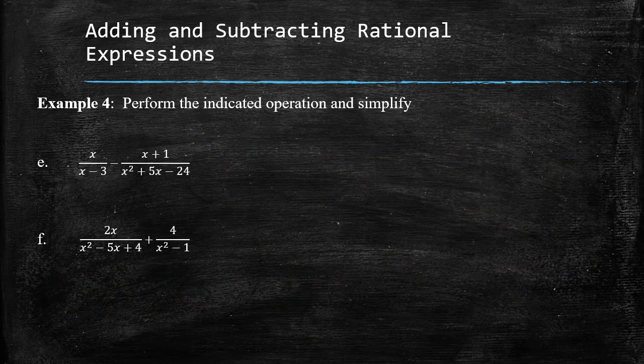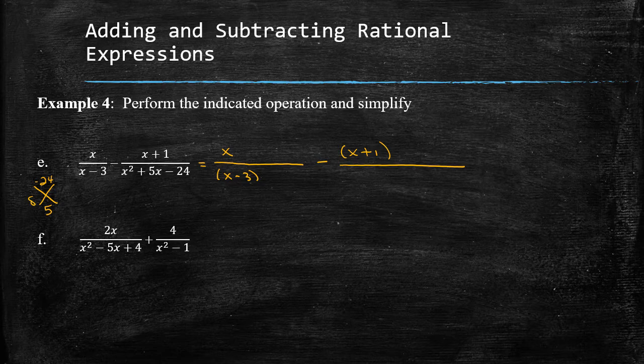2 more. All right, the first fraction here, again, I'm just going to rewrite it. So I have x over x minus 3, and I'm subtracting x plus 1. And now I have x squared plus 5x minus 24. So I need to factor my trinomial. I'm looking for two numbers that multiply to be negative 24 and add to be 5.